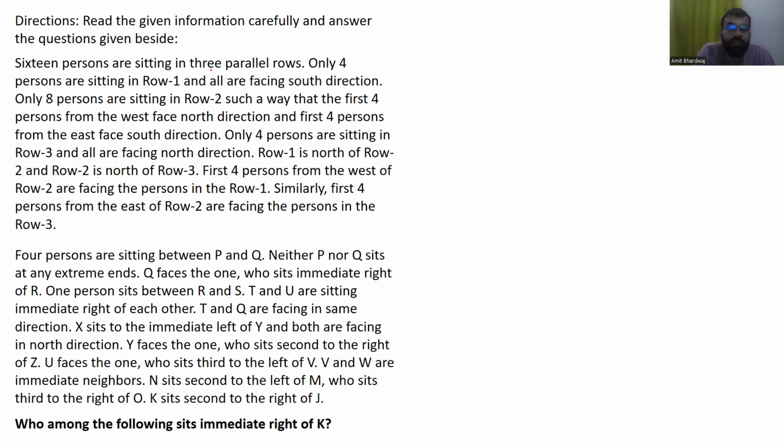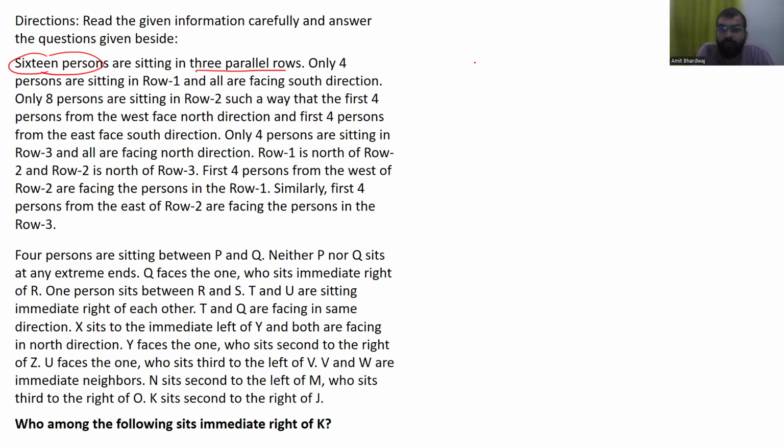The question is there are 16 persons sitting in three parallel rows, clearly mentioned here. Only 4 are sitting in row 1. All are facing south direction. Only 8 are sitting in row 2 such that the first 4 from the west face north direction and the first 4 from the east face south direction. And only 4 are sitting in row 3 and all are facing north direction. It's a really good question, right?